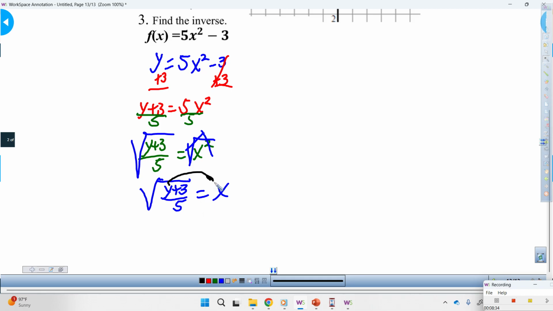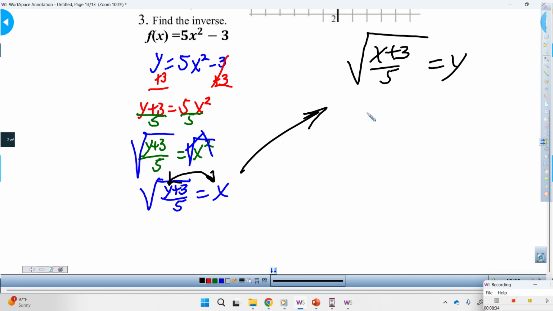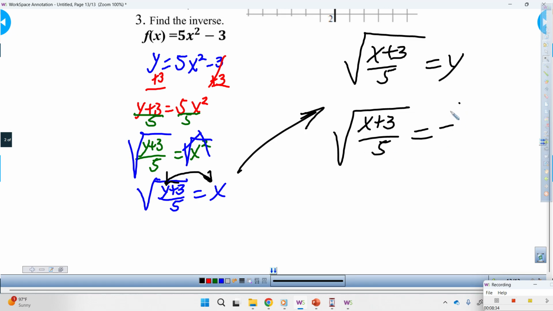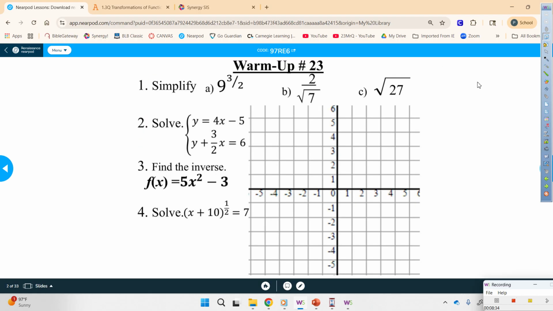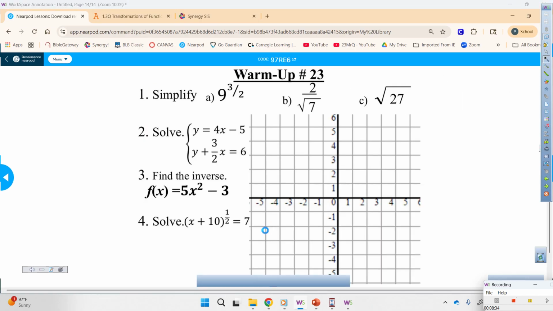You flip the x and the y. So I'm going to go over here to show that one. That is square root of x plus 3 over 5 equals y. And then f of x with a little -1 for the inverse. Hands, if you got that by yourself? All right, not bad, not bad. Let's go to number 4.